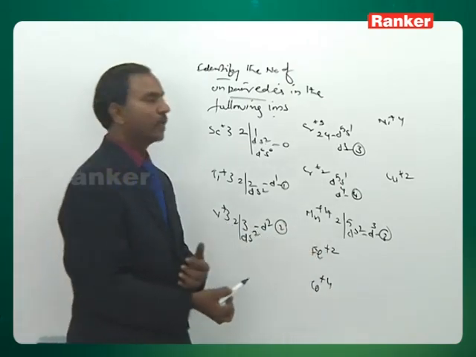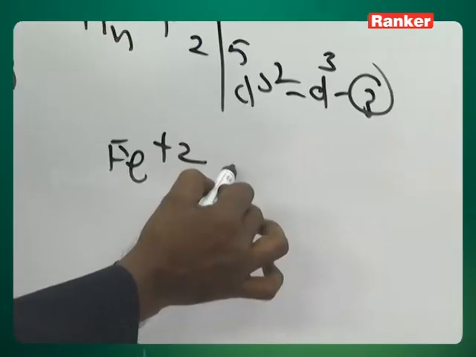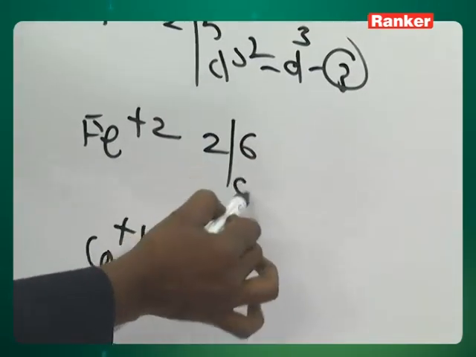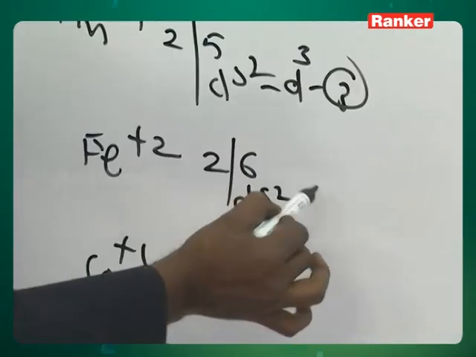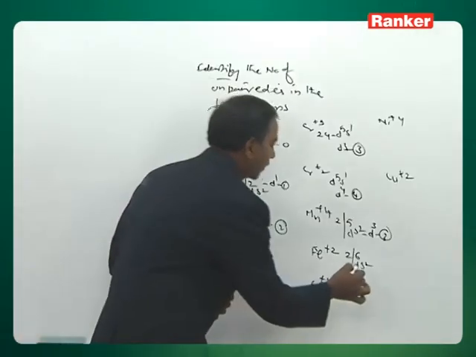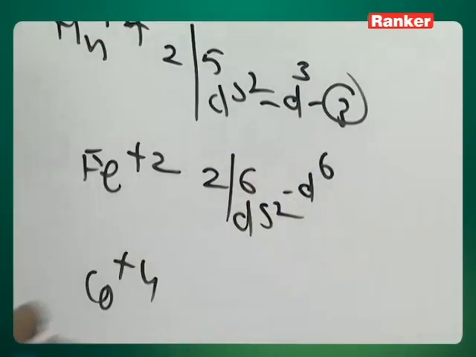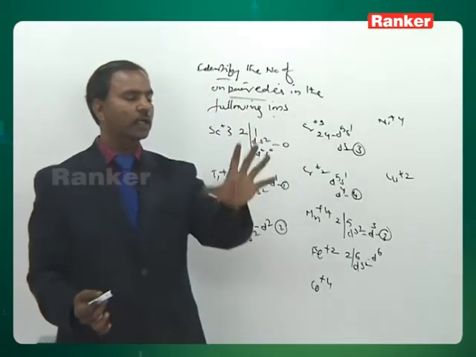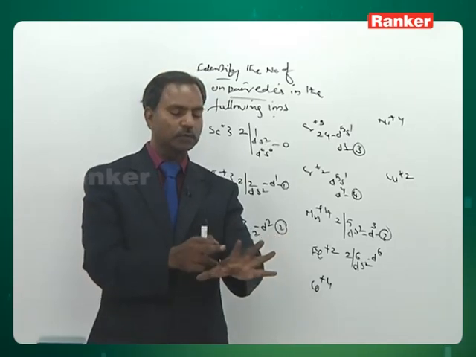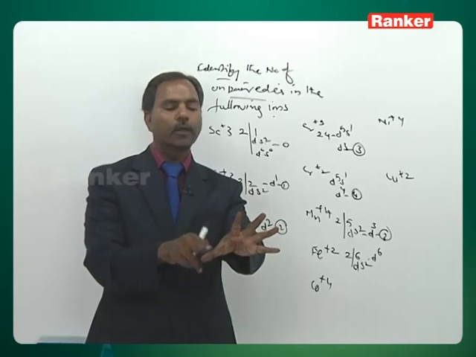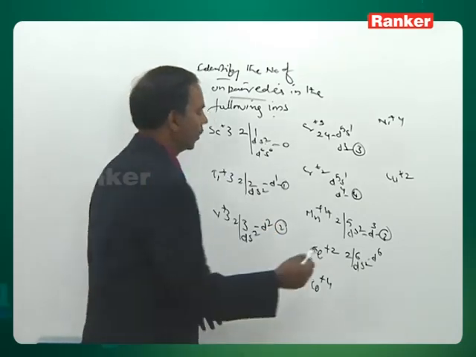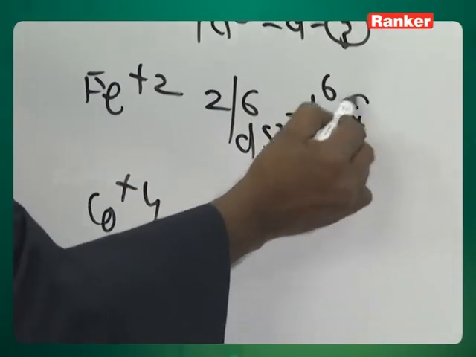Coming to Fe plus 2. Atomic number of Fe is what? 26 means d6s2. How many electrons lost? 2. What is remaining here? d6. d6 means how many unpaired electrons? Look here: 1, 2, 3, 4, 5. And the 6th electron is paired. So how many unpaired? 4. In d6, the number of unpaired electrons is 4.